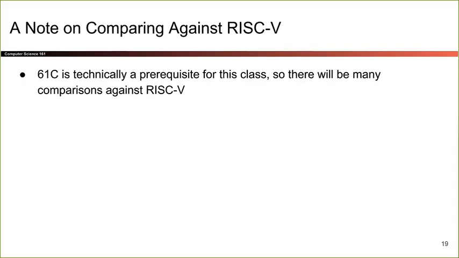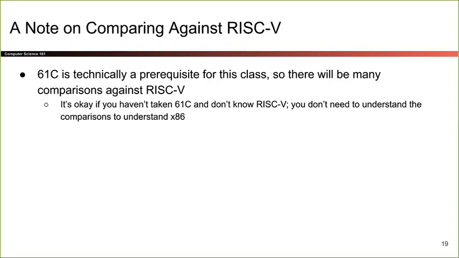Just a quick note, I'm going to make a lot of references to RISC-V. I know this is a summer semester, so a lot of you probably haven't taken 61C. 61C uses RISC-V as its assembly language, which is why I make these comparisons, because I'm assuming enough of you have taken it that these comparisons will be helpful. But if you don't understand the comparisons, that's completely okay. You don't need to understand the comparisons to actually understand x86. They're just there for the people that they would help.